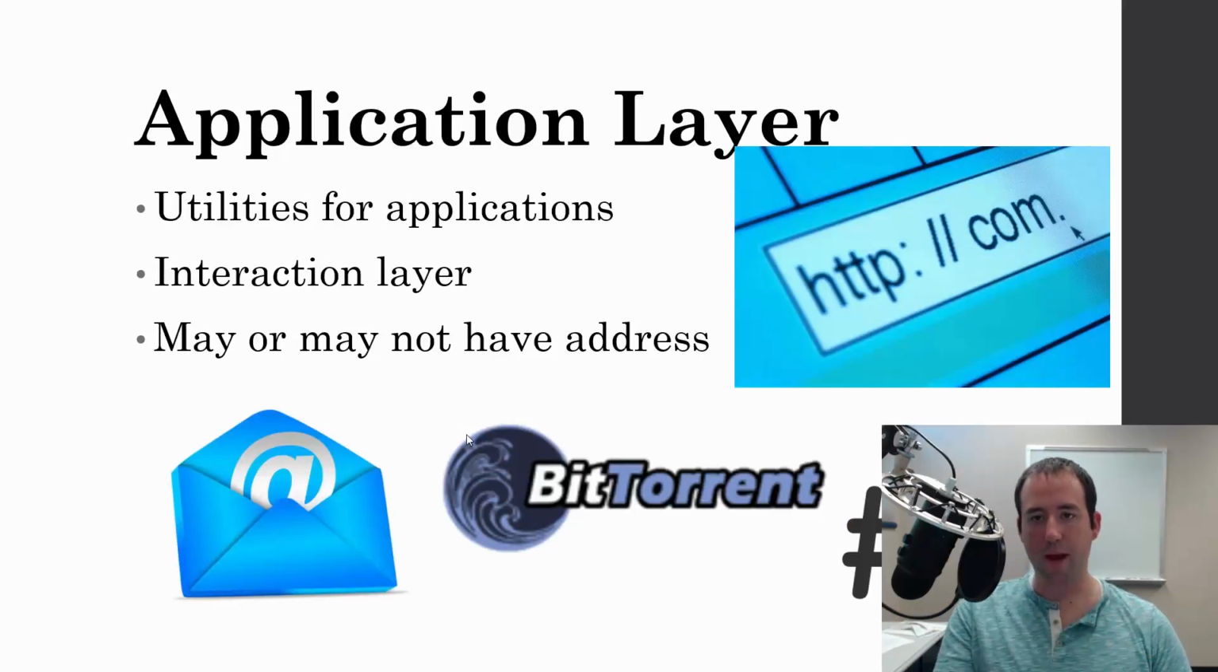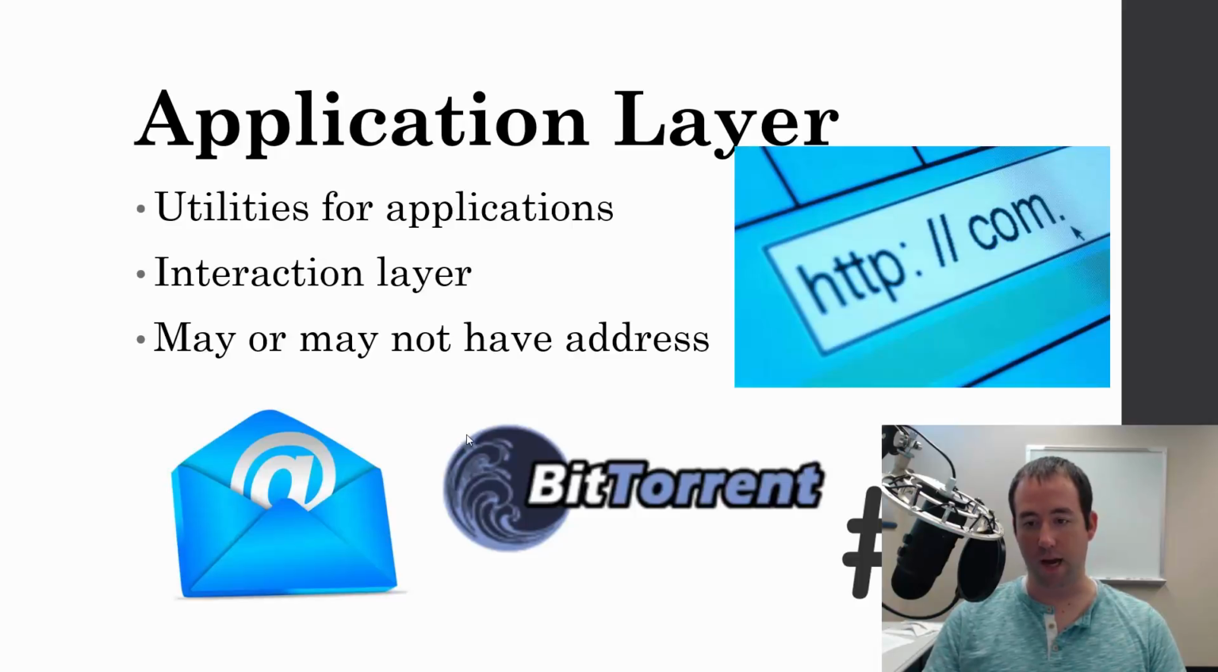So the top layer, remember, is the application layer. That's really the layer that networking applications interact with. For example, email, BitTorrent, IRC, your web browser. All of these are networked applications, and they each have their own protocol or set of protocols for use at the application layer. For example, email uses SMTP and POP or IMAP to send and receive emails.